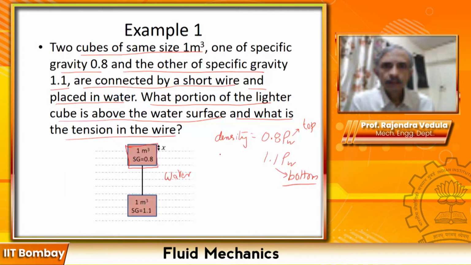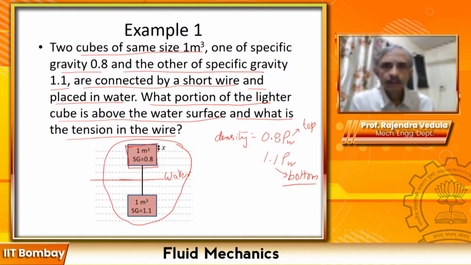So what portion of the lighter cube is above the water? How do we go about doing this? Anybody? How do we go about trying to figure this out? Free body diagram of individual. Okay. So you can do a free body diagram of the individual guys, or you can do a free body diagram of the combined fellows. Because we are talking about the portion of the lighter cube, and if you take the free body diagram of the individual fellows, then tension becomes another unknown. So to start with, let us take the free body diagram of the two combined together.